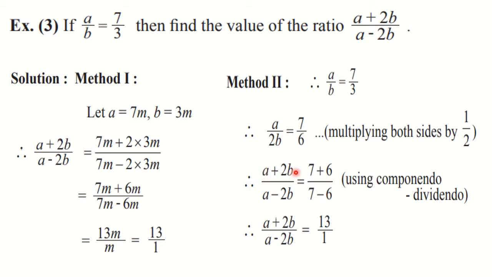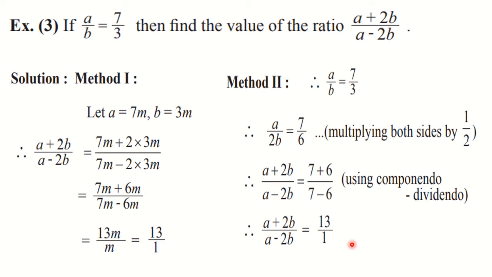A plus 2b upon a minus 2b. So here on the right hand side, 7 plus 6 upon 7 minus 6. Left hand side write as it is. 7 plus 6 is 13 and 7 minus 6 is 1. So your answer is what? 13 upon 1. Okay, so this way you can solve every problem by two different methods.